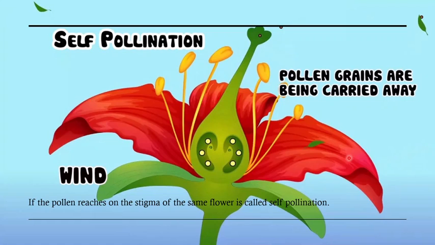Stigma is a female reproductive part. Then what is self-pollination? If the pollen grains reach the stigma of the same flower, it is called self-pollination.